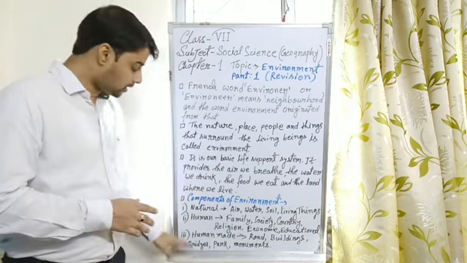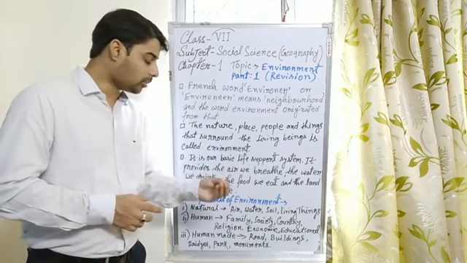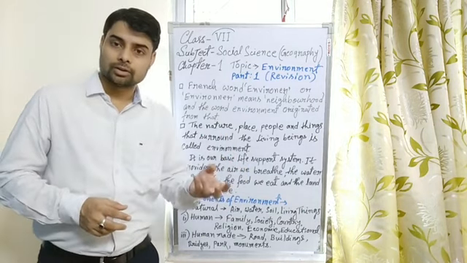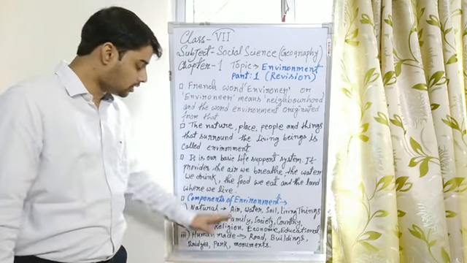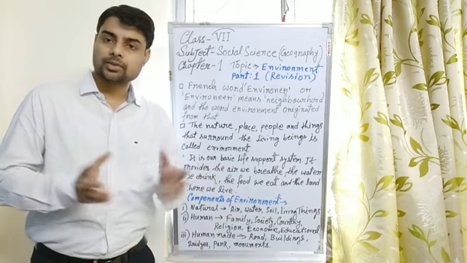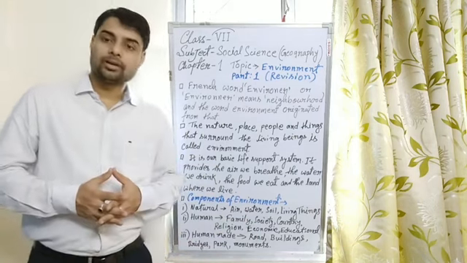And number 3, it is human-made environment. What is human-made environment? Everything, all the non-living things made by human beings for the development of their lives, like roads, buildings, bridges, parks, monuments, etc. The industries, all these things together are part of the human-made environment.